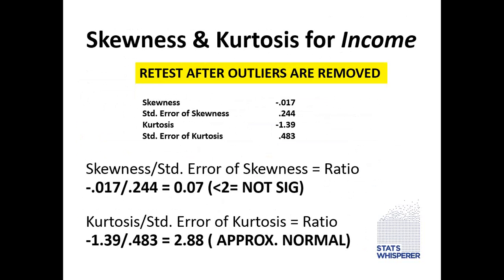And the kurtosis, the ratio now is, the kurtosis is negative 1.39. The standard error is 0.483. And if you divide negative 1.39 by 0.483, you get 2.88. So the ratio of the kurtosis relative to the standard error of the kurtosis is right around 2.3. So it's approximately normal. So removing those outliers did make the distribution approximately normal in terms of kurtosis, and even more so for skewness. So that's one way of solving that challenge.